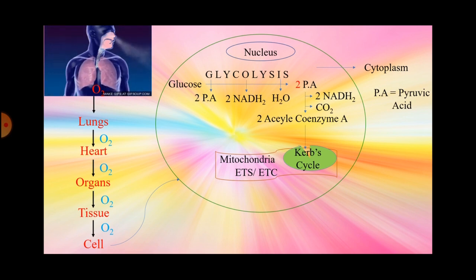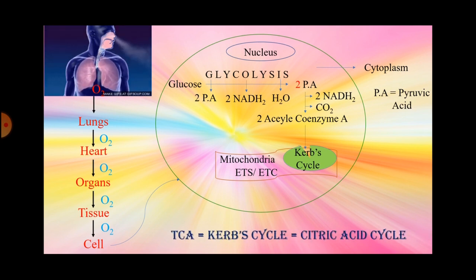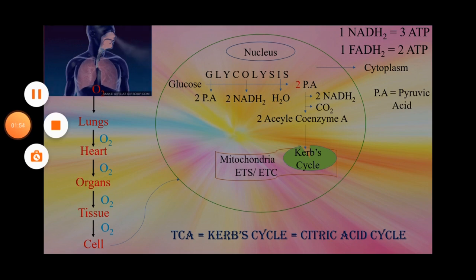The tricarboxylic acid cycle, TCA, is also called the Krebs cycle or citric acid cycle. This happens in the mitochondria, where we get NADH2 molecules and FADH2 molecules. One molecule of NADH2 is equal to 3 ATP, that means 3 molecules of energy, and one molecule of FADH2 is equal to 2 molecules of ATP.